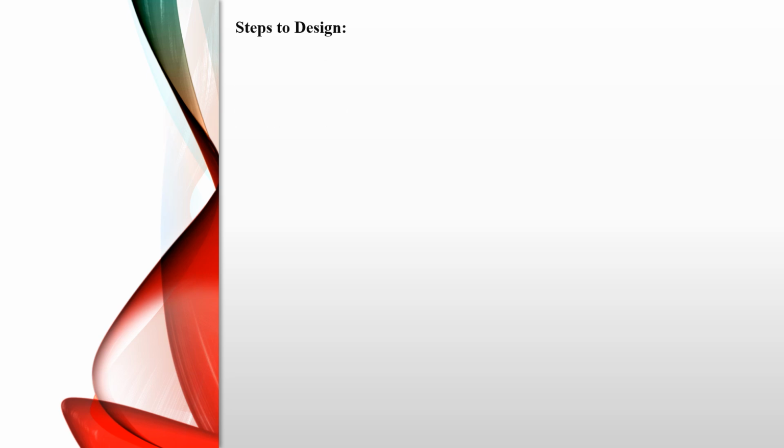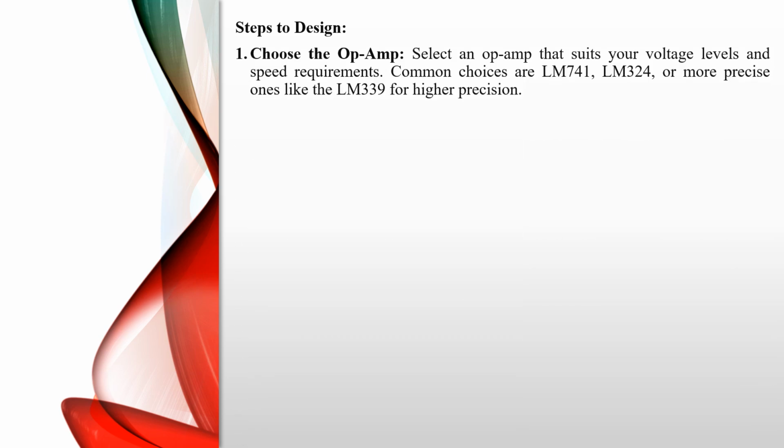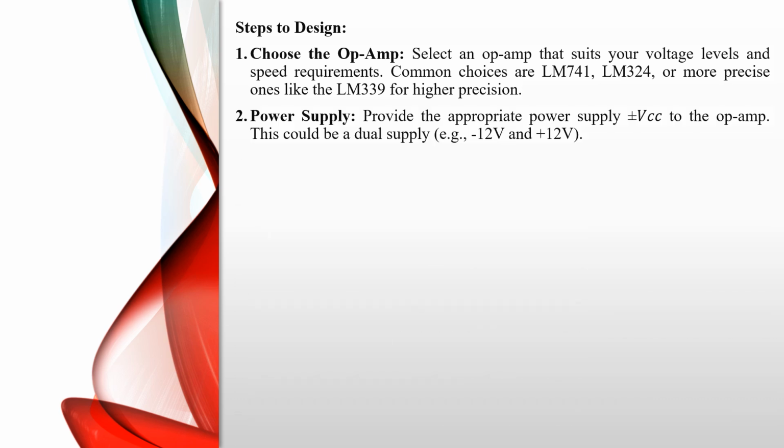The steps of how we design the comparator circuit. First of all, choose the op-amp. We have to select an op-amp that suits our voltage level and speed requirement. Commonly in the laboratory we choose the LM741 op-amp, okay, for high precision. Next, we have to choose the power supply. Generally we use a plus minus 12 volt power supply in the laboratory.